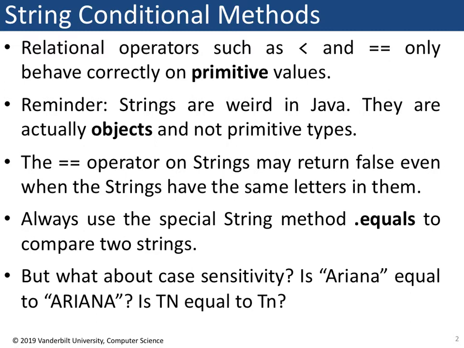So a string is not a primitive type, and therefore the equals operator is not going to behave in all situations. An expression which uses equals to compare two strings will return a Boolean value. However, it may return false even if the content of the string variables is precisely the same. So for this reason, it's always important to use the .equals method that we've discussed in the previous lecture.